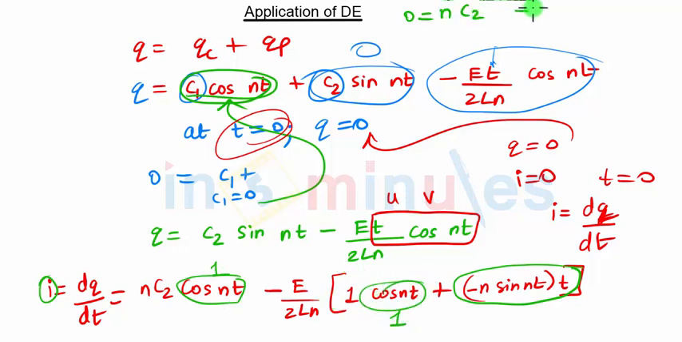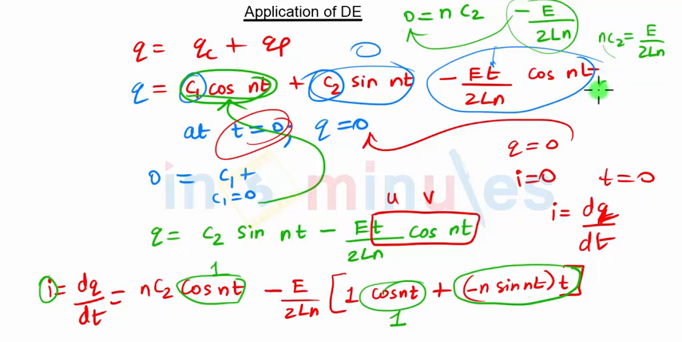So n C2 minus e upon 2ln. When we take this part here, we get n C2 equal to e upon 2ln. I can take this n in the denominator, then we can get C2 as e upon 2ln square. So this is our C2. Now we substitute this C2 in this equation, we get Q equal to C2. We have calculated C2 as e upon 2ln square.